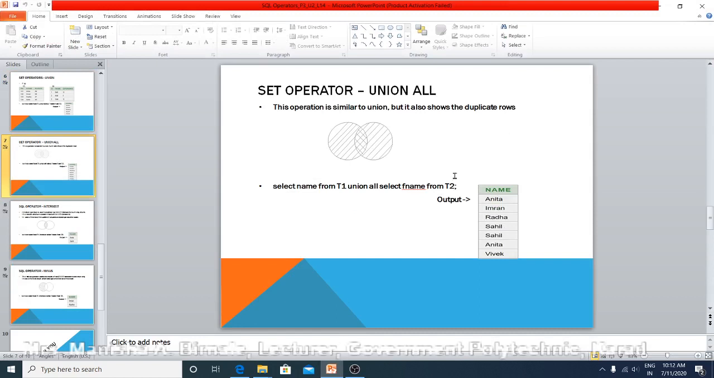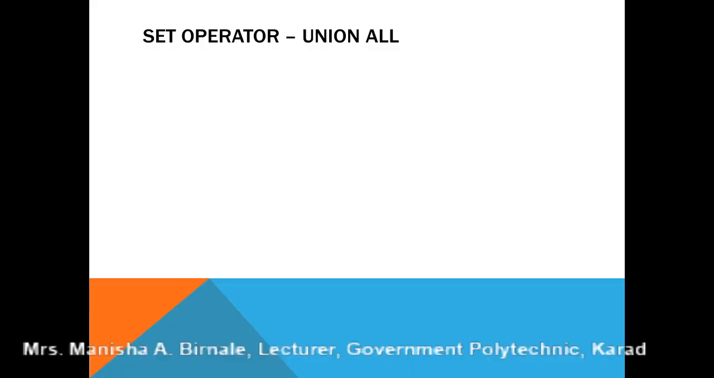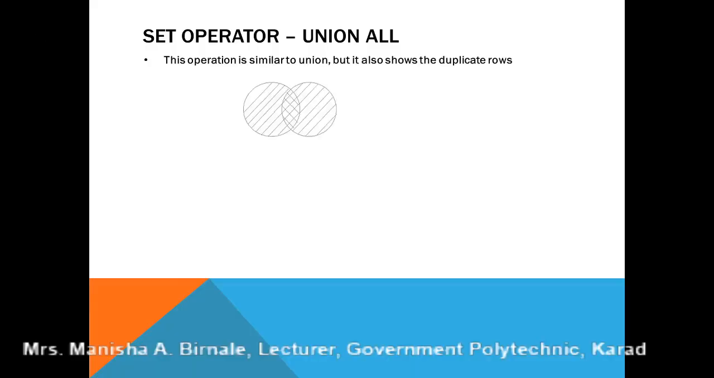Now the second set operator is union all. This operation is similar to the union operation, but the only difference is that it also shows duplicate rows. Common rows, duplicate rows, are also shown. They are not eliminated, unlike union.